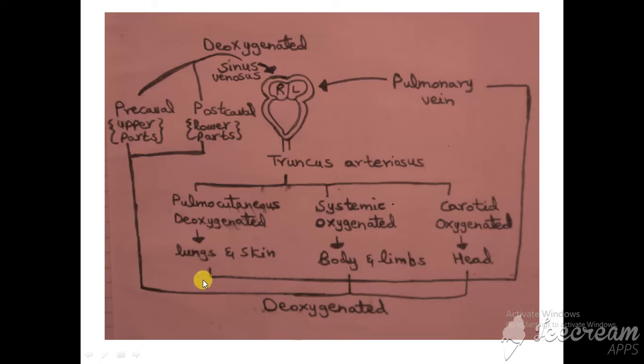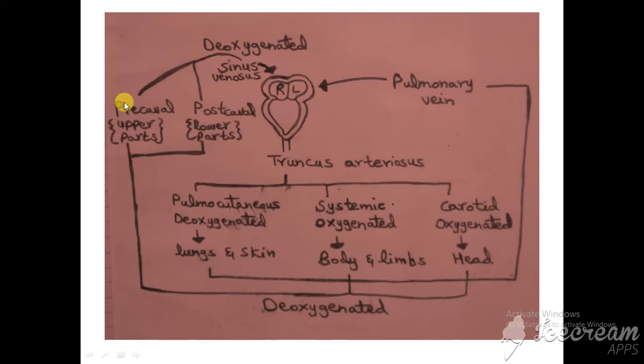After the oxygenation, the blood will enter by means of the pulmonary vein to the left auricle. From the body, limbs and the head, the deoxygenated blood will move by means of the precaval and postcaval veins. Precaval collects the deoxygenated blood from the upper parts of the body, postcaval collects the deoxygenated blood from the lower parts of the body.